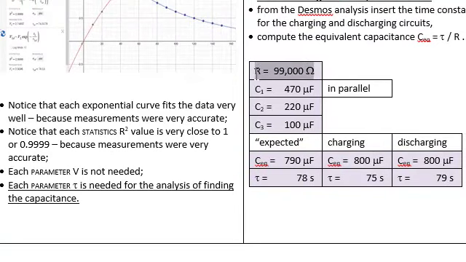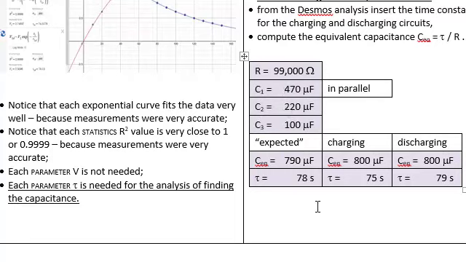So here, in my example, I used a 99,000 ohm resistor. In the circuit later on it will be 33,000 ohms. I also will use different capacitors. Here I used 3 capacitors in parallel. I'm not going to do that in the real experiment. It's just my example here. And I have 470, 220, 100.